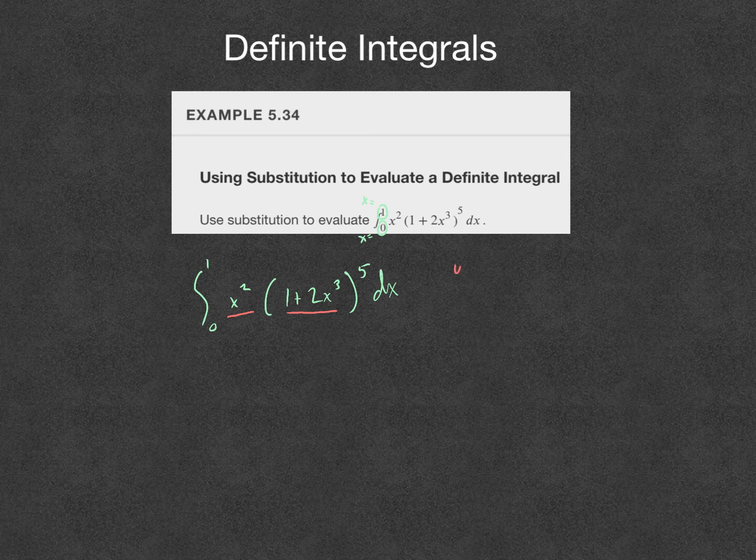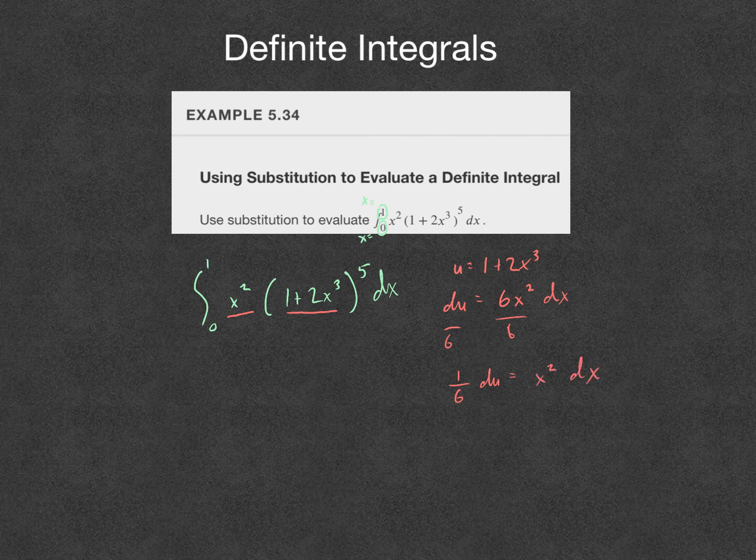Okay, so what we do is we'll take u equal to 1 plus 2x cubed, du equals 6x squared dx. Derivative of 1 is 0. Derivative of 2x cubed is 6x squared. So the 6 we'll deal with the same way we did with the 2 in an earlier example. We'll divide both sides by 6 and write this as 1/6 du is equal to x squared dx.